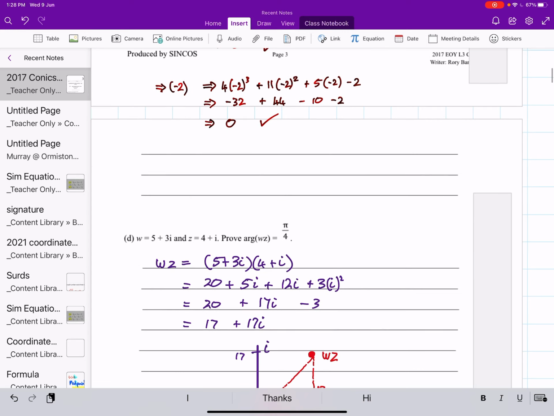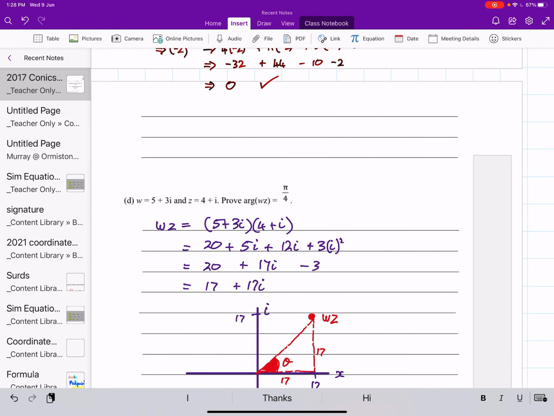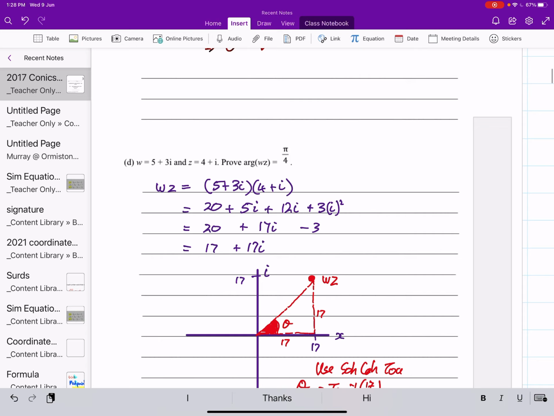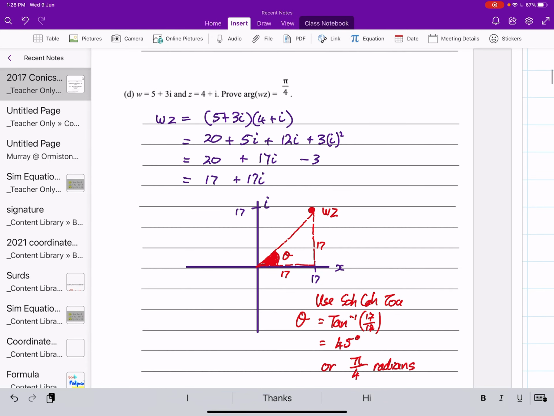I would then draw that on a diagram. You can see that the angle is the one you want. It's an isosceles triangle, right angle, so it must be 45 degrees or pi over 4 radians.